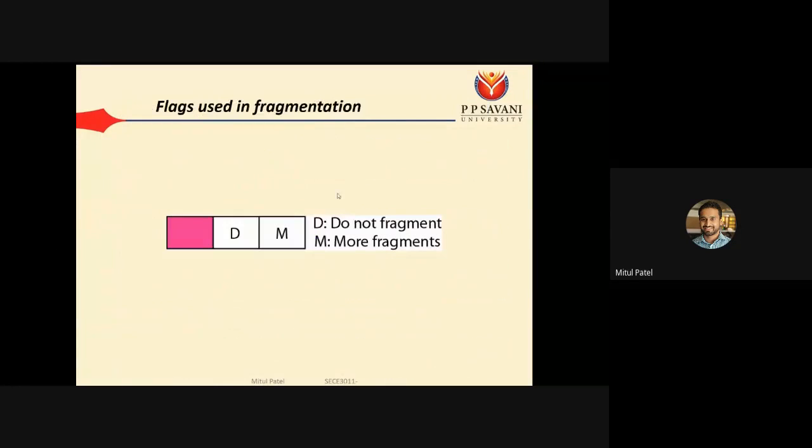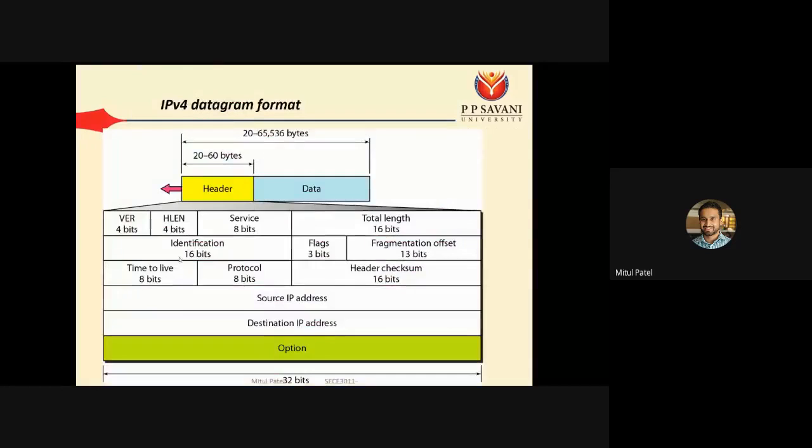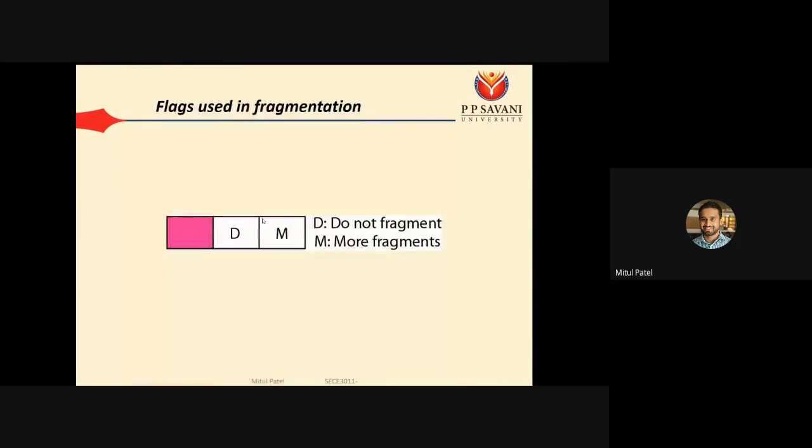Second is the flags value. So we are using the 3-bit flag. We know that we have 16 bits for the identification, 3 bits for the flag, and 13 bits for the fragmentation offset. So 3-bit આપણા flag ના છે. So what will these 3 bits suggest? In these 3 bits, the first bit is reserved. The second bit is do not fragment. Second bit is do not fragment. So if this bit is set to 1, then we don't perform any fragmentation.